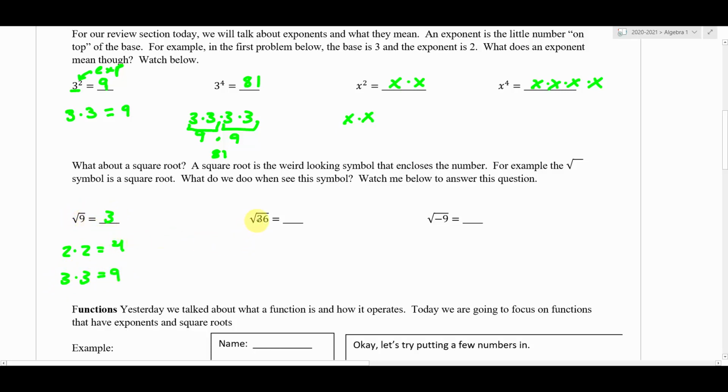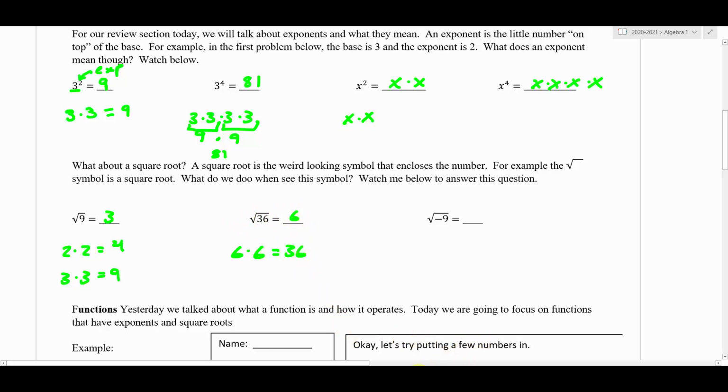Let's try it again. All right, so we have a 36. I'm looking for a number that if I were to multiply it by itself, I would get 36. All right, so that number is going to be 6. So if I do 6 times 6, I get 36. So the square root of 36 is 6.